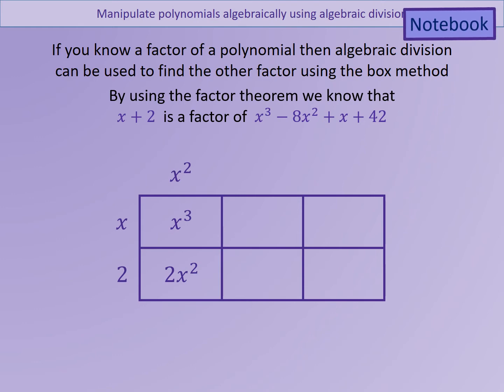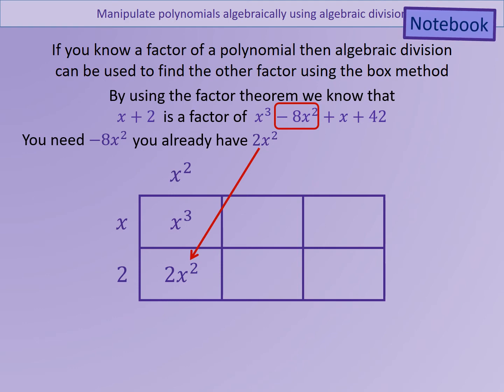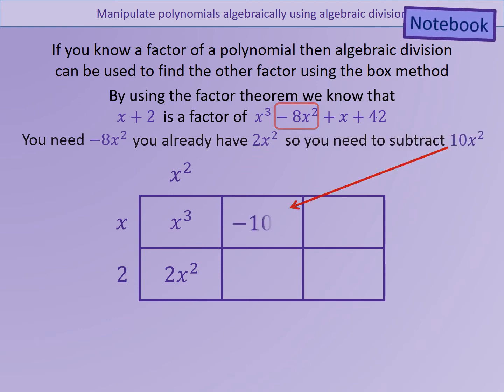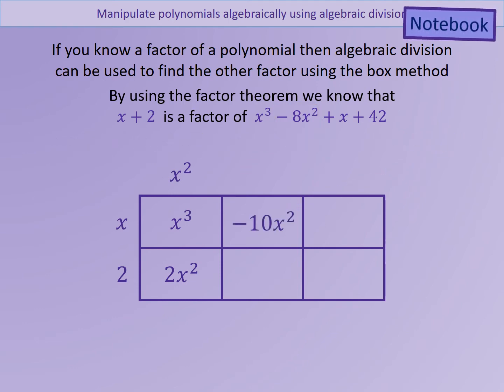Now, that's the x cubed dealt with. I then move on to the x squared. So I want minus 8x squared altogether. I've currently got 2x squared inside the grid. So what would I need to do to achieve my minus 8x squared? Well, I would need to do 2x squared minus 10x squared would achieve the minus 8 that I need. So the minus 10x squared would go in the middle top box, and that will then cater for together the minus 8x squared in my original cubic.